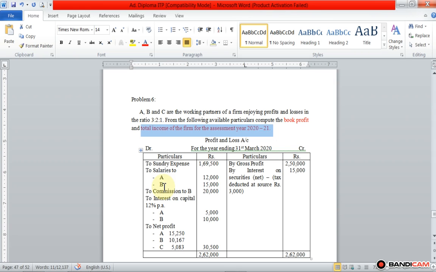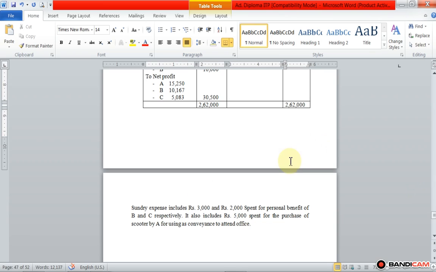Credit side: by gross profit 2,50,000; by interest on securities, net of tax deducted at source rupees 3,000, amounted to rupees 12,000. So 12,000 is the interest earned from securities, with tax deducted at source of rupees 3,000. Then additional information is given here.